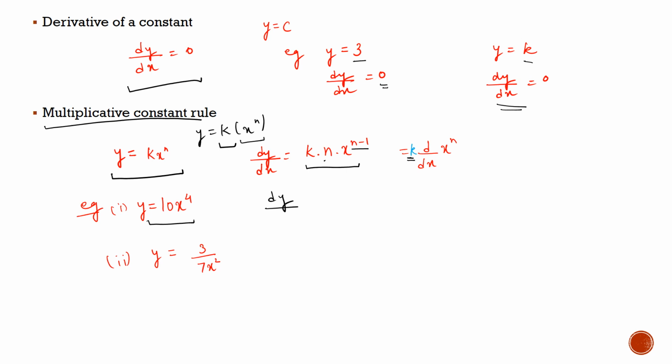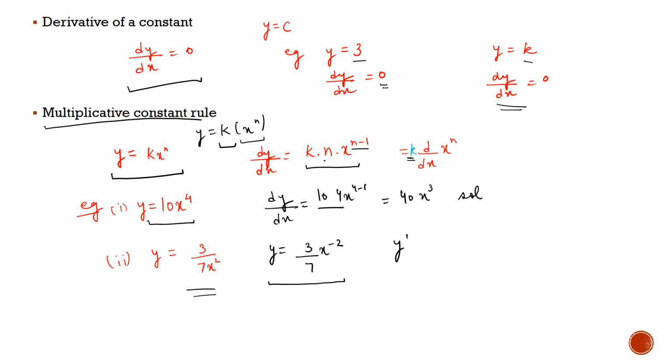So here dy by dx will be, as 10 is the constant, it will remain the way it is. Now 4x to the power 4 minus 1, which is 10 into 4, 40 x to the power 3. So this is the solution. Now for this we can simply write it as 3 by 7 x to the power minus 2. This is a simplified way or a better way for solving it.